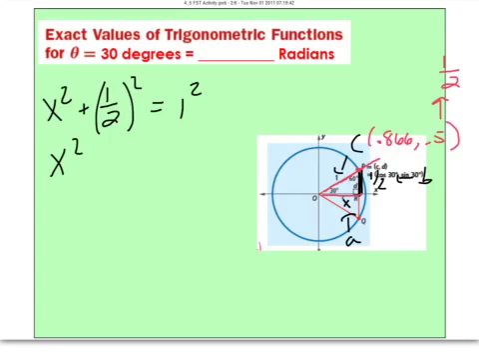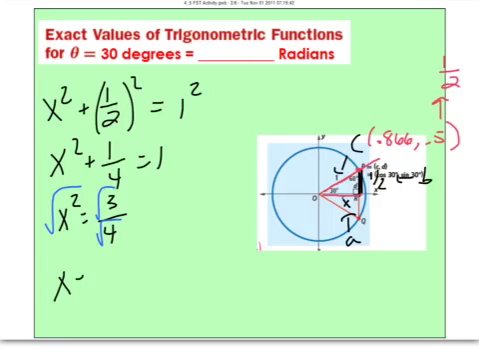Simplify this, x squared plus 1/4 equals 1. Subtract 1/4 from both sides, x squared equals 3/4. Take the square root of both sides, can do this. And what we're going to get is x is equal to, again, plus or minus, depending on the quadrant, the square root of 3 over 2.